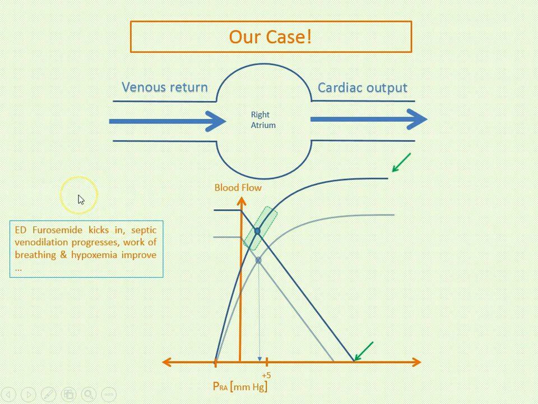So let's say after a few hours, her clinical course starts to evolve. The furosemide that she received in the ED starts to kick in. She starts to urinate out volume.